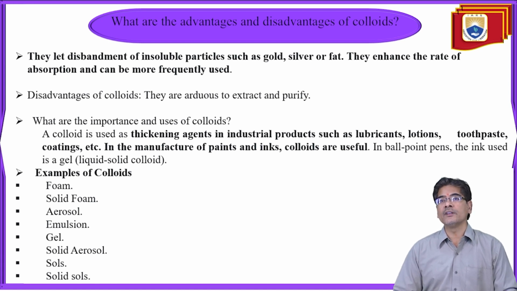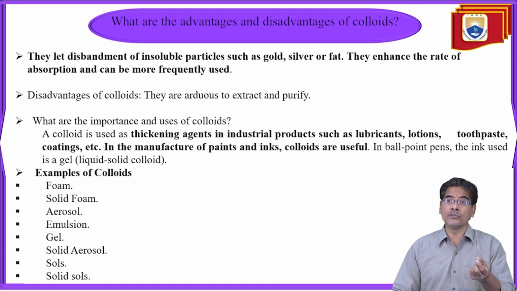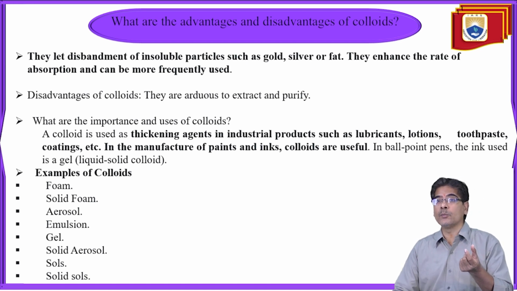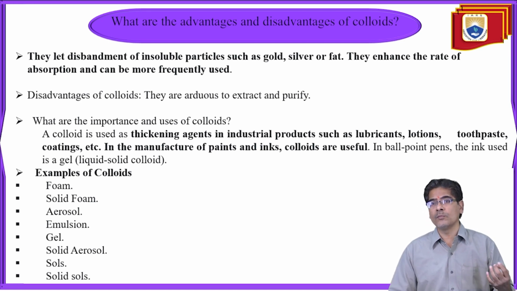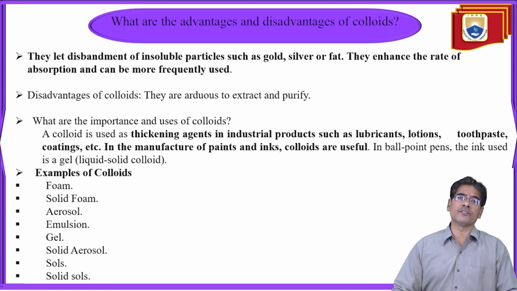So what are the importance and uses of colloids? Colloid is used as a thickening agent in industrial products such as lubricants, lotions, toothpaste, coatings, etc. In the manufacture of paints and inks, colloids are useful. In the ballpoint pens that we use, the ink used is a gel, a liquid-solid solution. Some examples of colloids are foam, solid foam, aerosols, emulsions, gels, solid aerosols, sols, and solid sols.